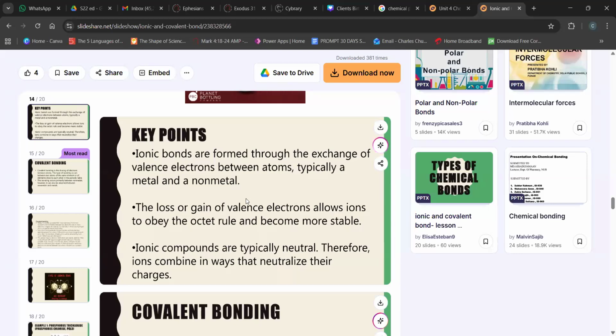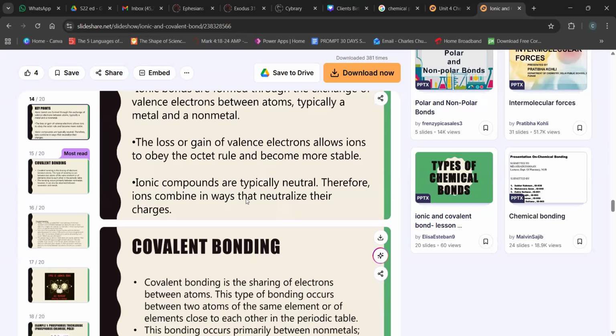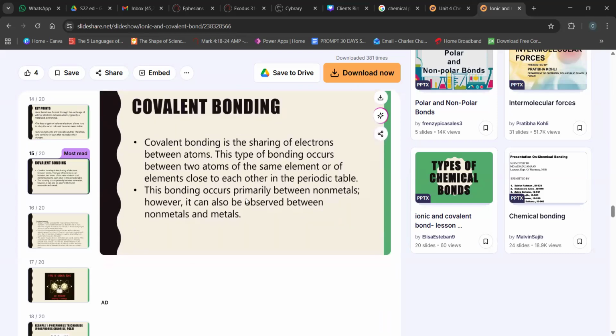Loss or gain of valence electrons allows ions to obey the octet rule. The octet is 8. Okay, 8 in outermost shell, and that will make them to be more stable. Ionic compounds are typically neutral. So yeah, that's what we usually expect. All right, so look at covalent bonding.